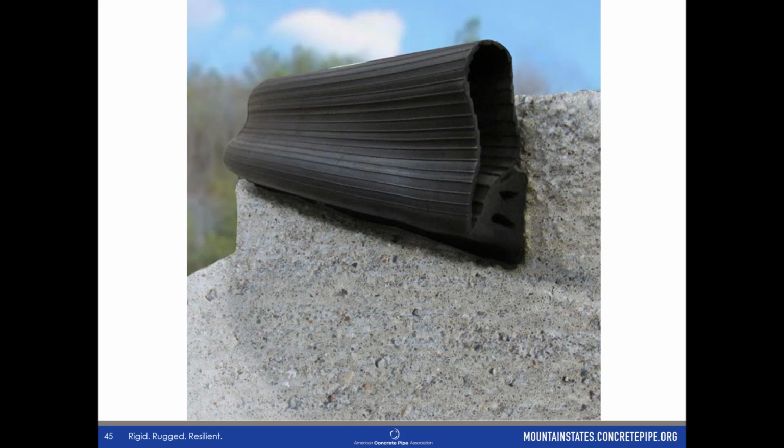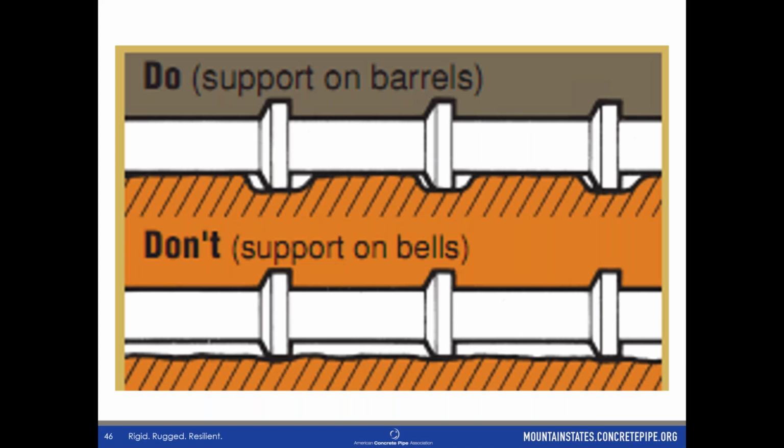Okay. Next, this is really important here. We want to make sure that we're supporting these on the barrel. The circumferential steel in the pipe is what is there to withstand the loads on top of it. And so in order to get the benefit of that circumferential steel, we want to make sure that we're supporting it on the barrel. So we have to dig bell holes. All right, those bell holes are really quick and easy to dig. If you've placed the bedding and haven't compacted it at 100% and you've just loosely placed it in the middle there, it's pretty easy to dig a little bell hole with a shovel.